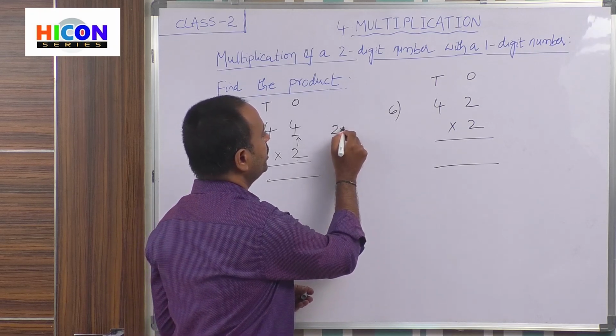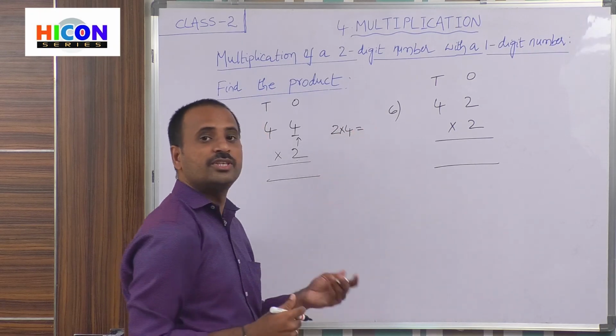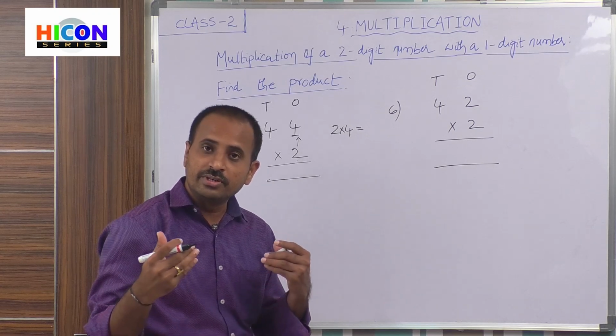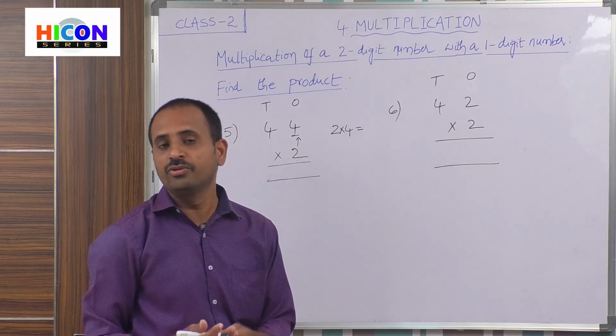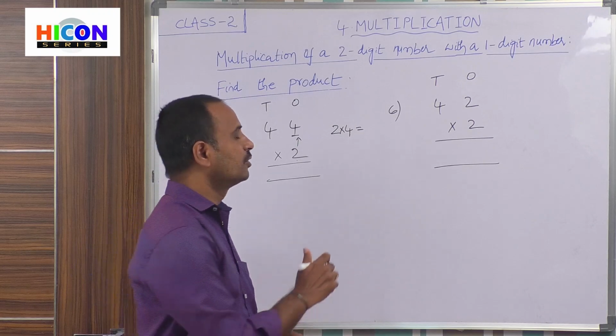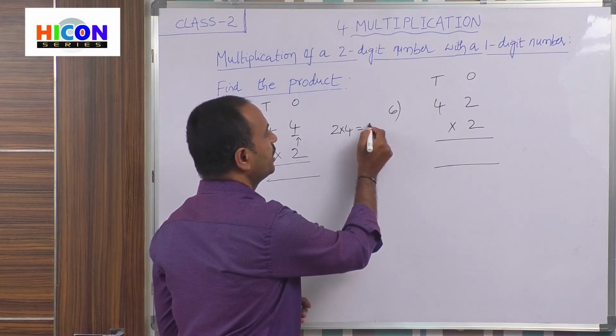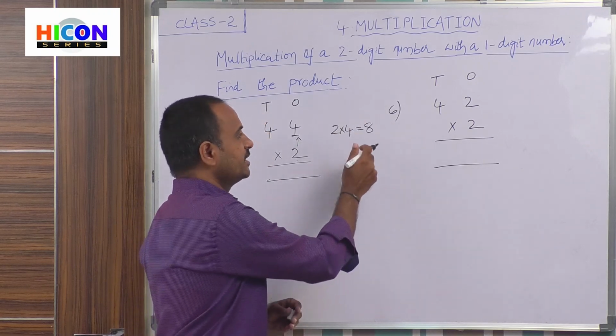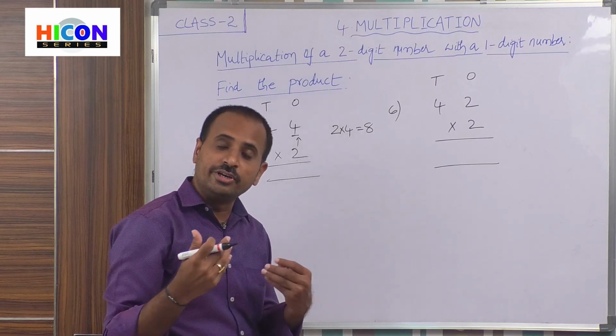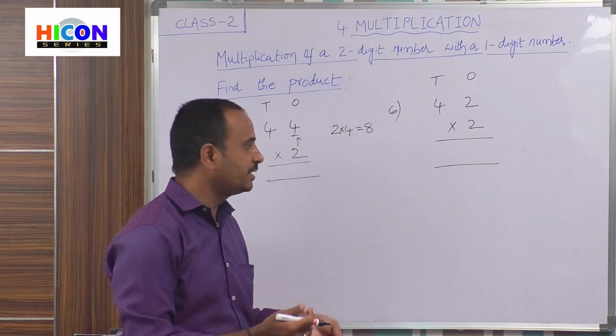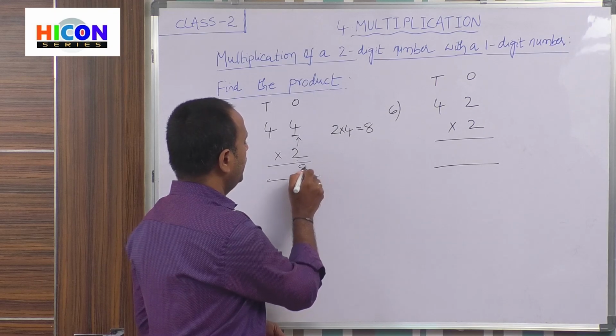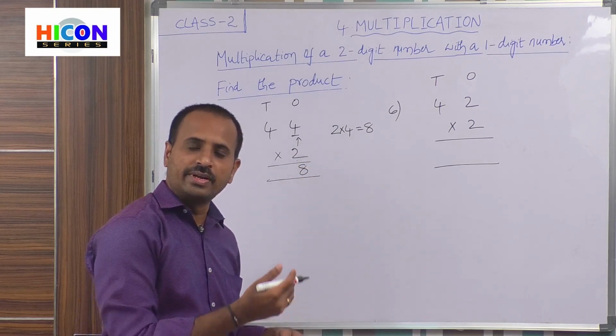That is 2 into 4. Children, how much are 2 4s? First you should learn the table of 2, then only you can do these multiplications. So 2 4s are how much, children? 2 4s are 8. So 8 is a single digit number and there is no need to carry. And write that 8 under ones place. Now go to tens place.